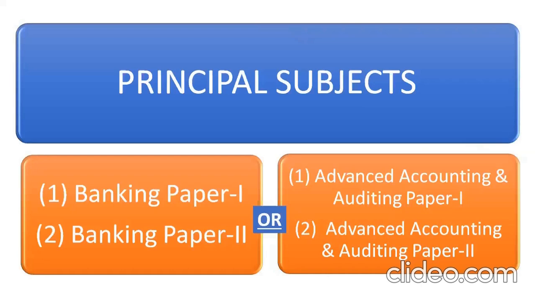For second year BCom students, one will have to select one of the two categories of the principal subjects as shown above. That can be one category of banking, paper 1 and paper 2, or the other category of accountancy, that would be advanced accounting and auditing, paper 1 and paper 2, commonly also known as cost accounting and corporate accounting.